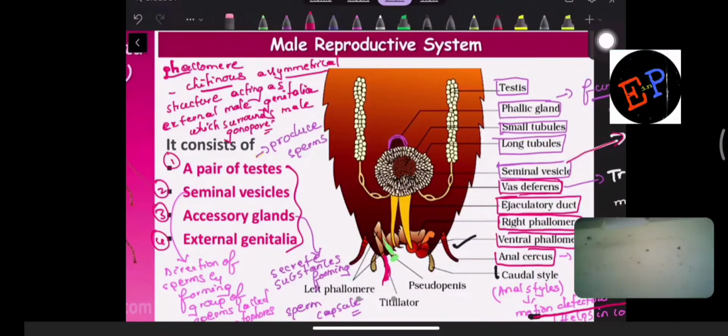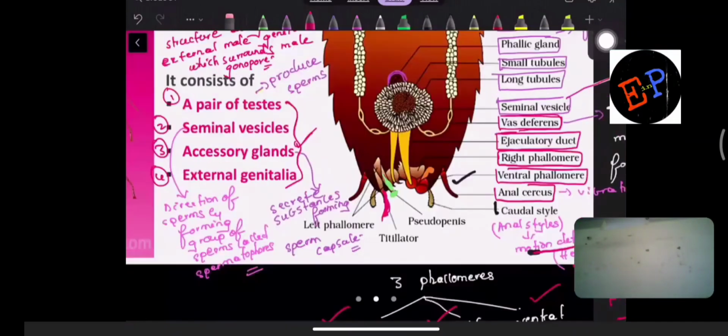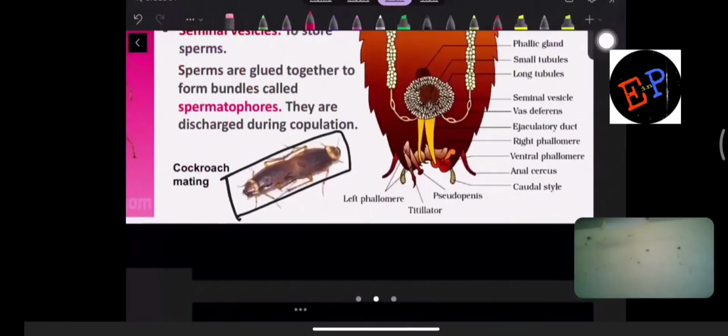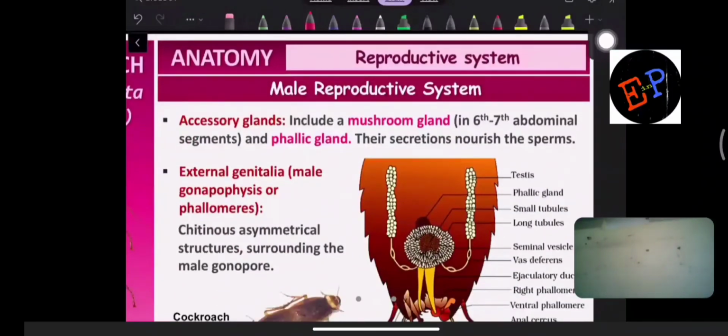What is the function of these accessory glands? They secrete substances forming the sperm capsule. What is meant by sperm capsule? A group of sperms are present in the spermatophores, no? So this capsule is manufactured by this accessory gland. And in this accessory gland, once again we have two glands. See here, the accessory gland has two glands. One is the mushroom gland and the second one is the phallic gland. Understood? So the accessory gland has two glands, called the mushroom gland and the phallic gland.